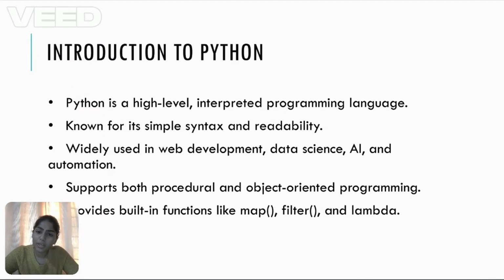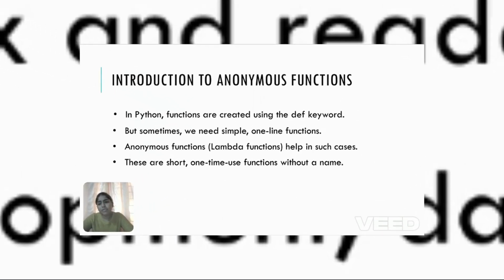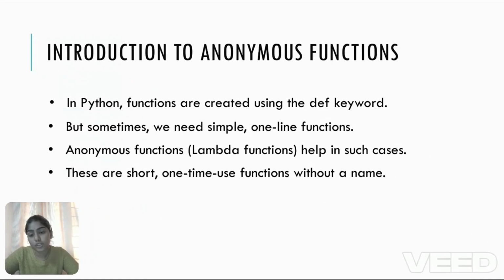Before diving into the topic, let's take a quick look at Python first. As we all know, Python is one of the most popular languages today, known for its simplicity and efficiency. Typically, we define functions using the def keyword in Python. But what if you need a quick, one-time use function? That's where lambda functions come into play. Lambda functions are small anonymous functions, which means they have no name. They're perfect for situations where you need a function just once.